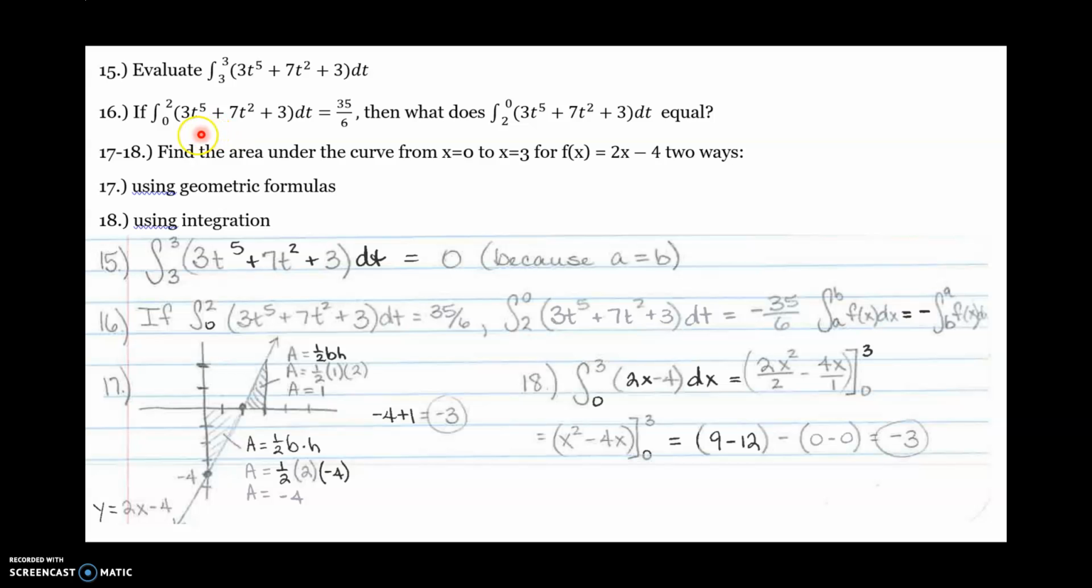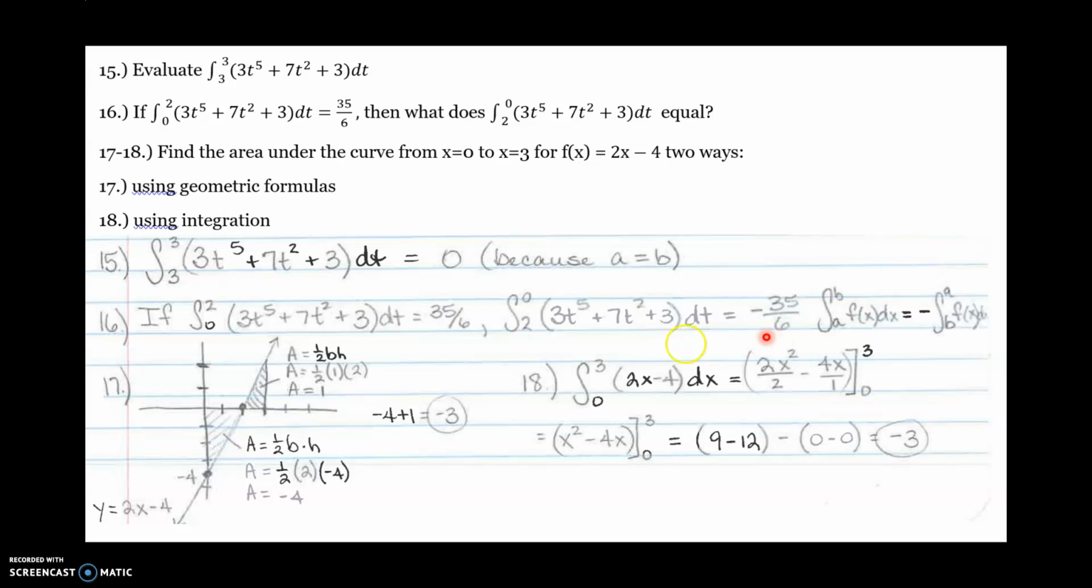All right, then for 16, they tell us that the integration from 0 to 2 of this function is 35 over 6, and ask us if they just switch the a and the b values, what would that integration be? So that's another one of our properties, that if you switch a and b, the answer that you get would just be the opposite of when they're in the reverse order. So whatever the integration is from a to b, then the integration from b to a is just the opposite of that. So since the original one was 35 over 6, then from 2 to 0 would be negative 35 over 6.